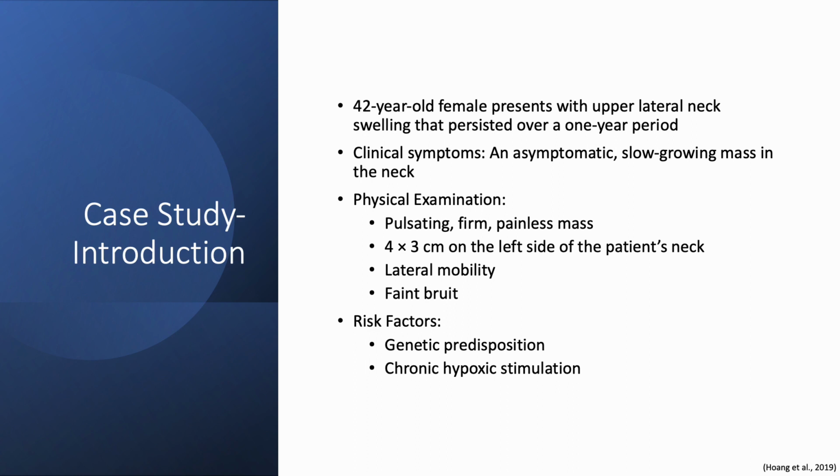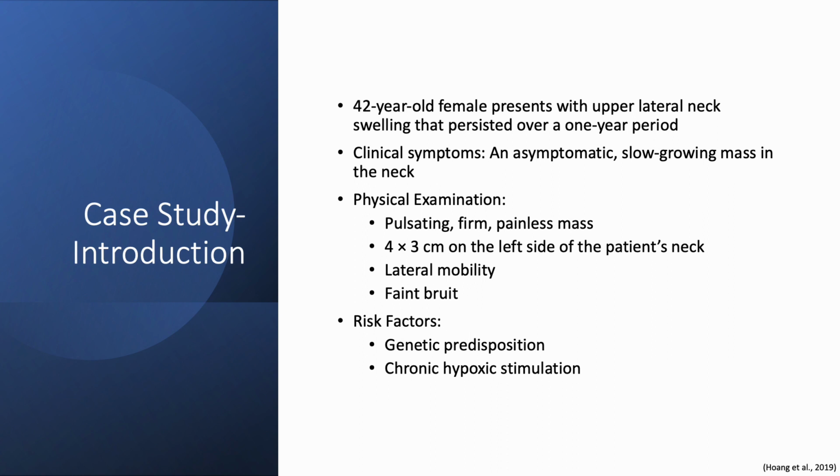It starts with a 42-year-old female who presented with upper lateral neck swelling that persisted over a 1-year period. Her clinical symptoms revealed an asymptomatic slow-growing mass in the neck, while her physical exam included a pulsating, firm, painless mass that measured about 4 by 3 centimeters. It was found on the left side of the patient's neck near the angle of the mandible in the left jugular carotid region. The mass was able to move laterally, but not vertically, and a faint bruit was also reported to be heard on auscultation.